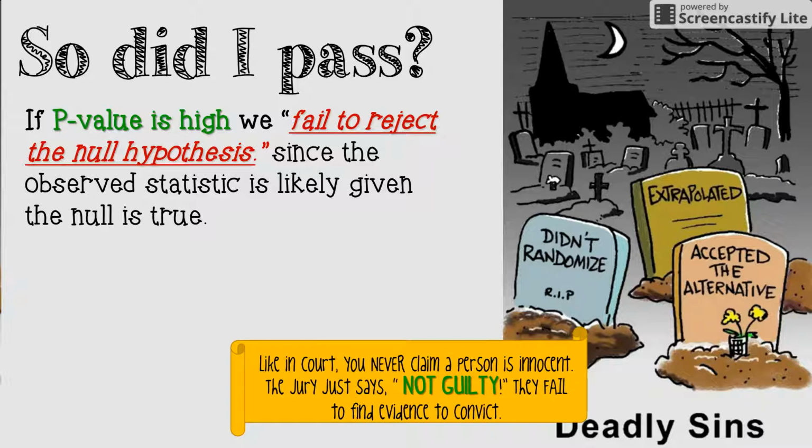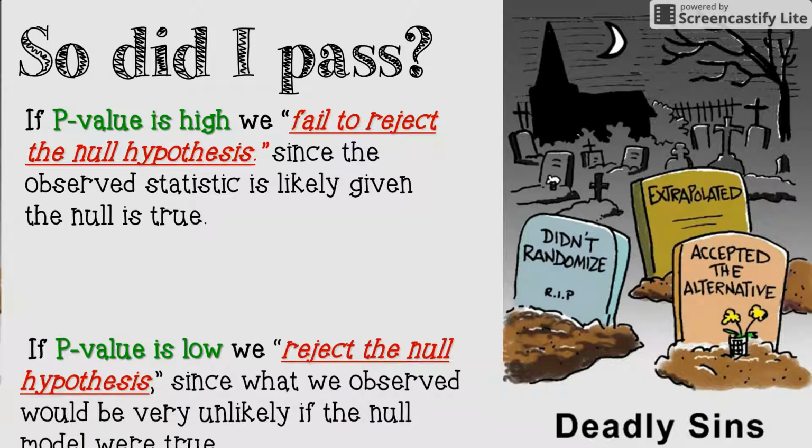So think of this like a courtroom. You never claim that a person is innocent. The jury will never come back and say, oh, we think the person is innocent. Oh, no, no, no. You always say that they are not guilty or they fail to find the evidence to actually convict. Same idea there.